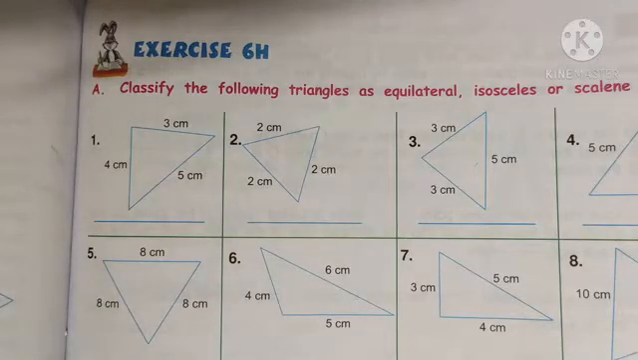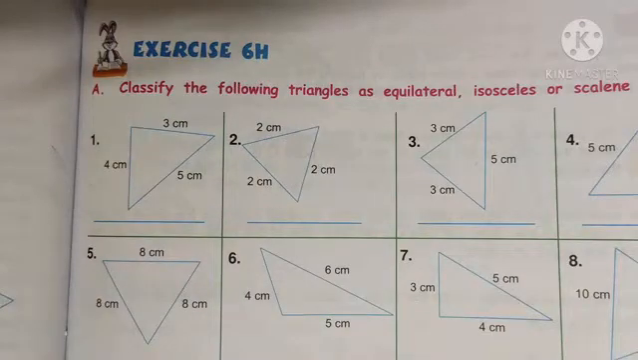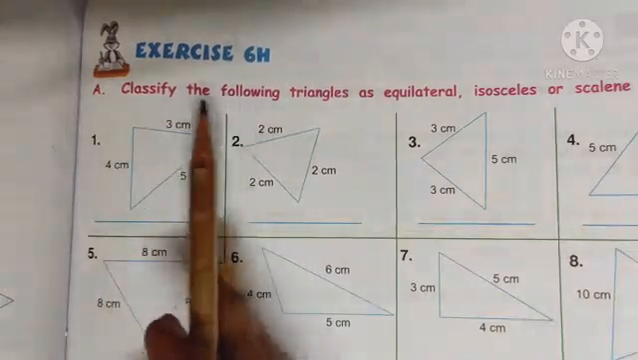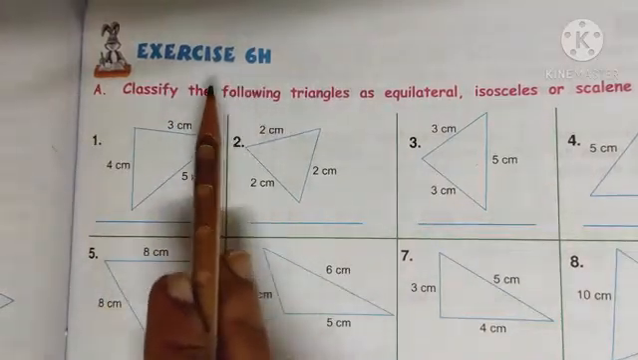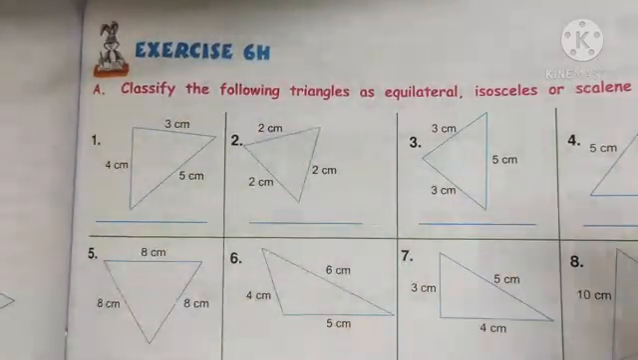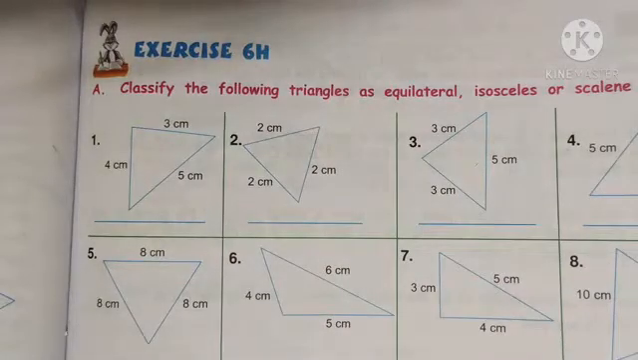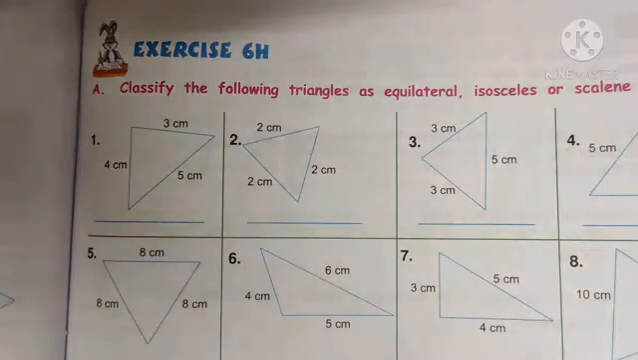Today, let's start exercise 6H. As in the previous class, we have completed till exercise 6G. In today's class, we are going to start exercise 6H. Here in this exercise, we will come to know about equilateral triangle, isosceles triangle and scalene triangle.